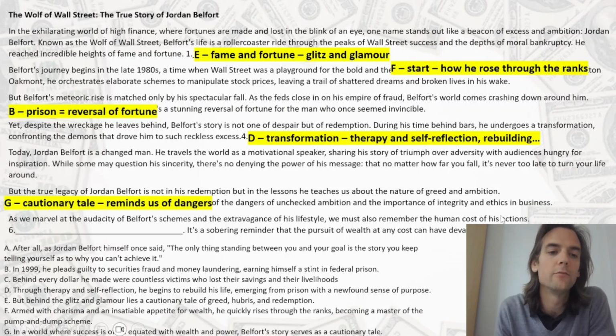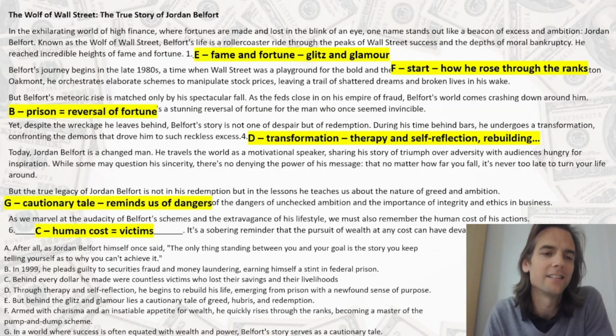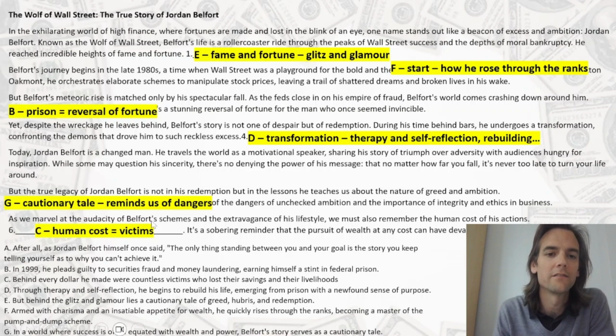And number 6, the human cost. We're talking about the victims, which was sentence C. The victims who lost their savings, because obviously he's a bad guy, the Jordan Belfort, Leonardo DiCaprio character. So there we go. 12 marks for your 6 answers.